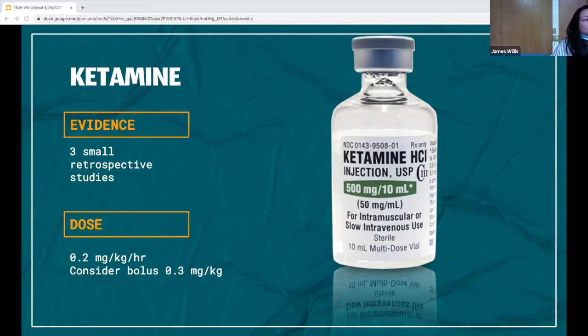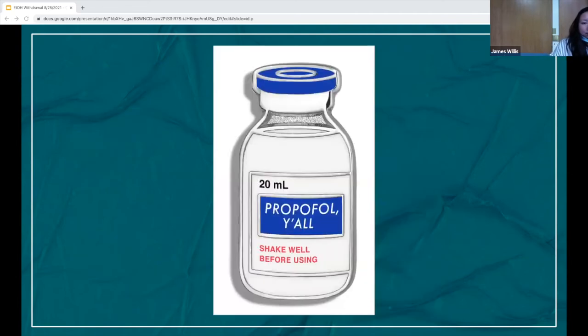The dose that at least 2 of the 3 studies used is 0.2 milligrams per kilogram per hour, which, as you know, is much lower than the 1 to 2 milligram per kilogram that we use for sedation or the dissociative dose. If you're going to end up intubating the patient, probably the best sedation to go with is propofol.